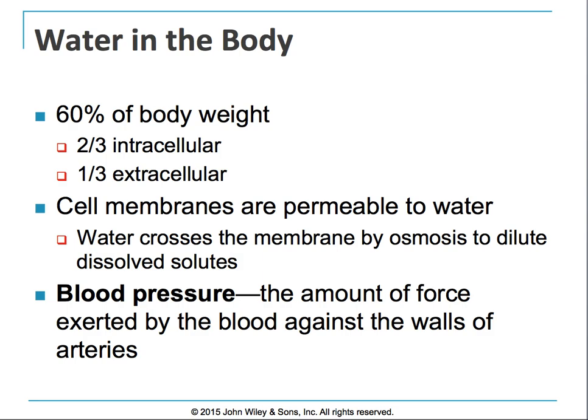Cell membranes are permeable to water, and this just means that water is able to cross the cell membrane by osmosis to dilute dissolved solutes, and we'll talk about osmosis more in later slides, and also about minerals like sodium and potassium and how they work to cross the membrane as well. Because water is a huge component in your blood, it does affect blood pressure. Blood pressure is the amount of force exerted by the blood against the walls of the arteries.